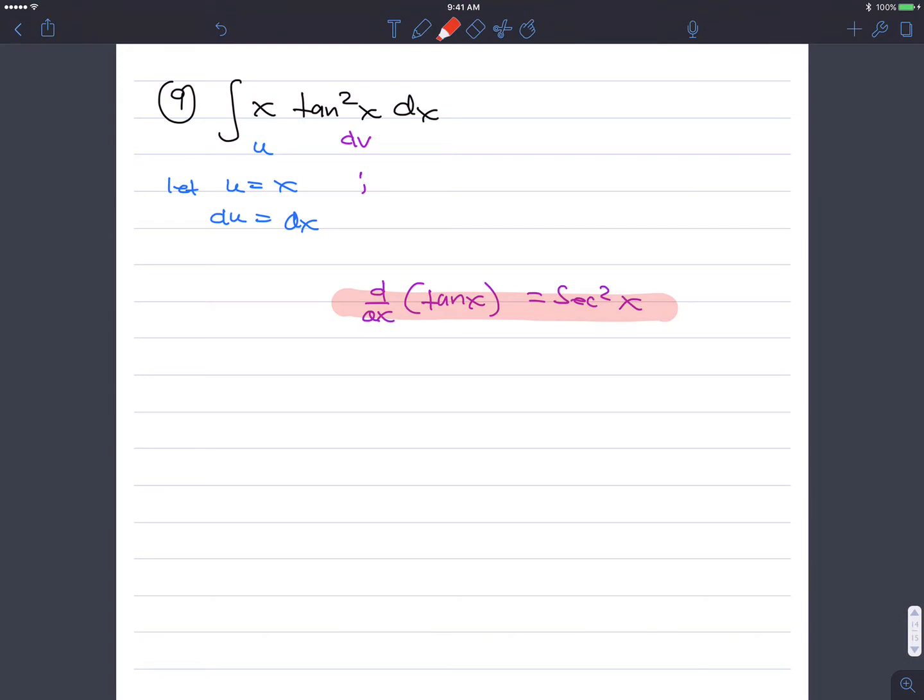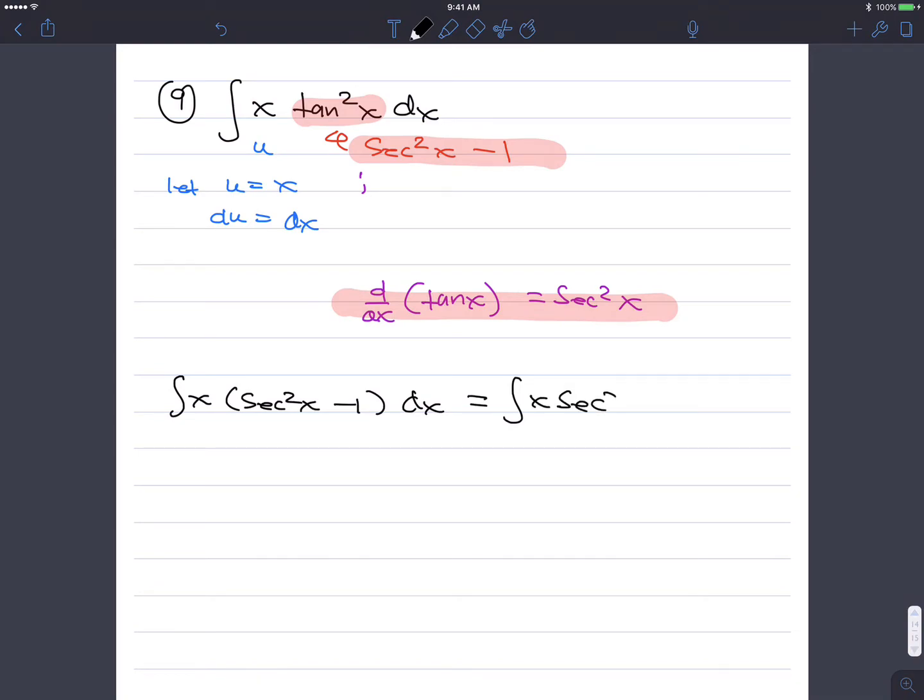But I'm also going to point out something interesting here: I can replace my tangent squared with an identity. It's secant squared x minus 1. So replace tangent squared x with secant squared x minus 1. Now here's what you end up getting. This integral, x times not tangent squared but secant squared x minus 1 dx, is the integral of x secant squared x minus x dx. So the integral of a difference is the difference of integrals: the integral of x secant squared x dx minus the integral of x dx.